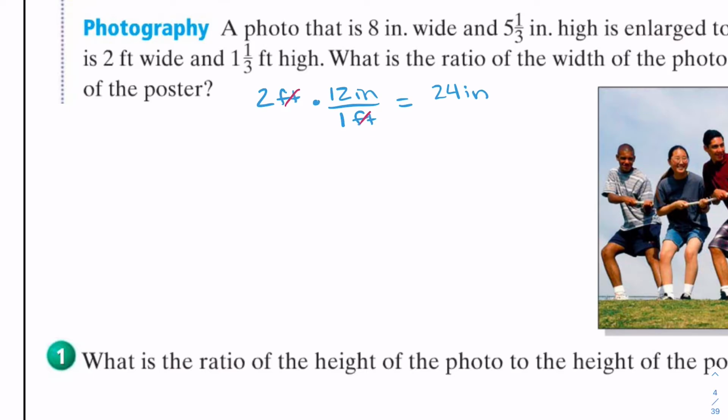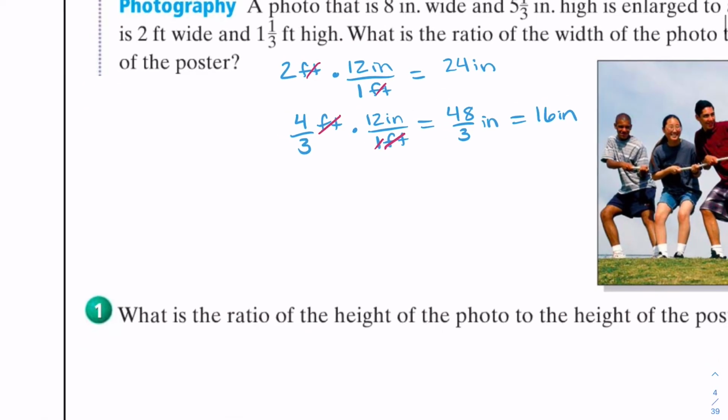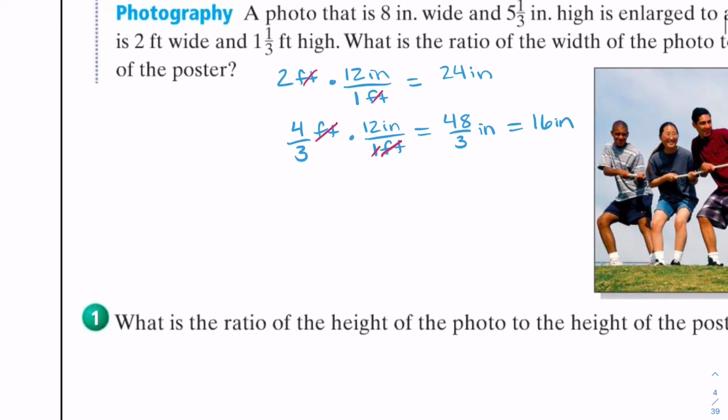And then the second one I'm going to do is 1 1/3. So I'm going to call that 4/3 feet. I'm going to multiply that by 12 inches because there's 12 inches in a foot. These units of feet will go away. The 1 goes away as well. We don't need that. And this ends up giving me 48/3 inches, which is 16 inches. Let me just check. 1 1/3 times 12, which is 16 inches. Yep, that's correct.